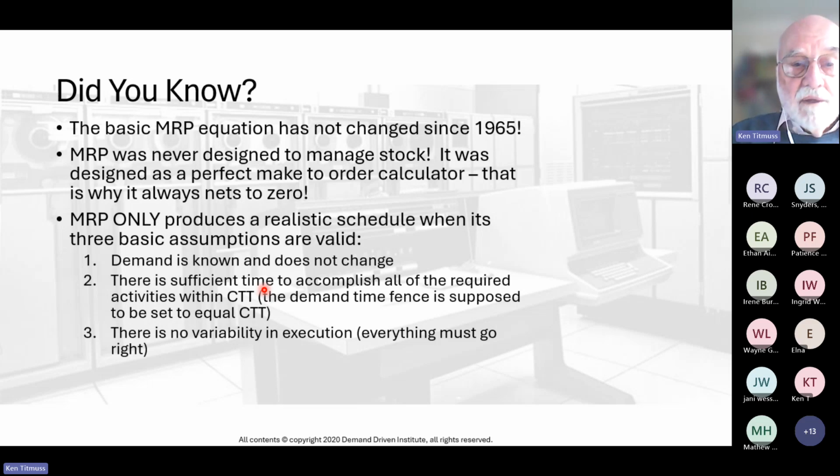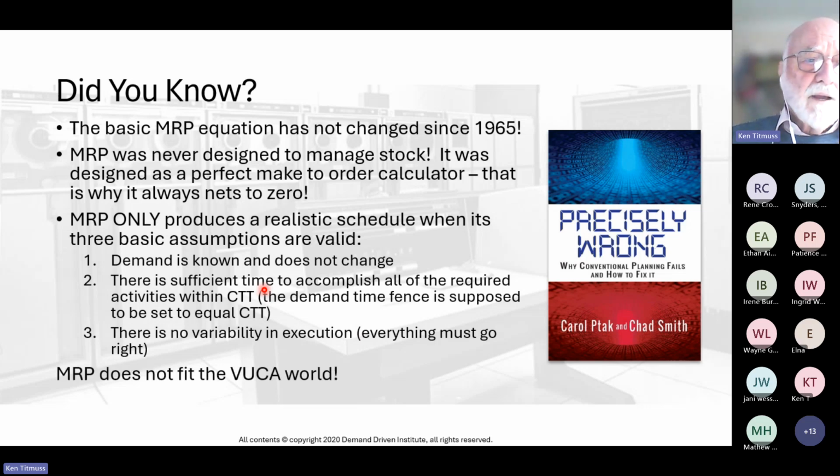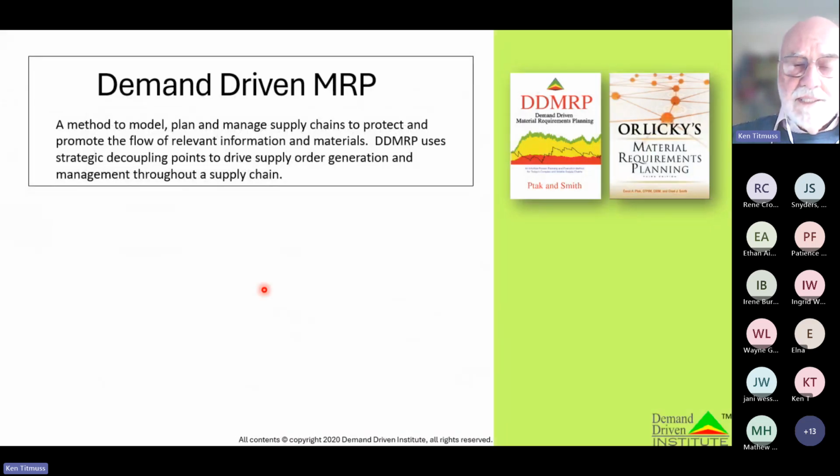When we are making things through our supply chain or moving things through our supply chain, there's going to be variability. Things are going to happen. So those three things are not true. And Carol and Chad wrote this book, Precisely Wrong, telling us why our current planning systems are really not working for us today. So MRP and DRP don't fit the VUCA world that we're living in today.